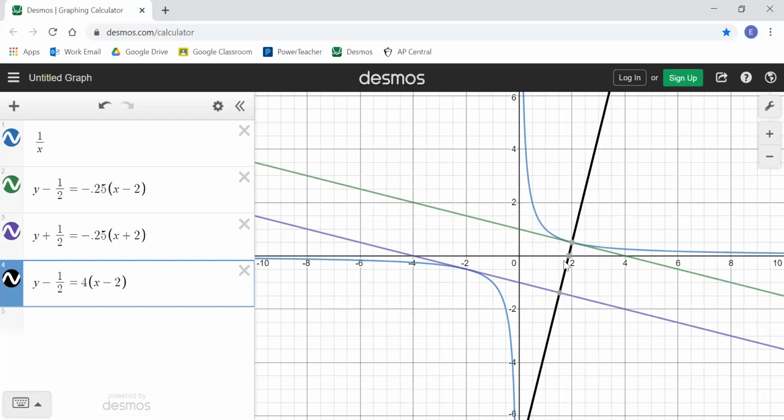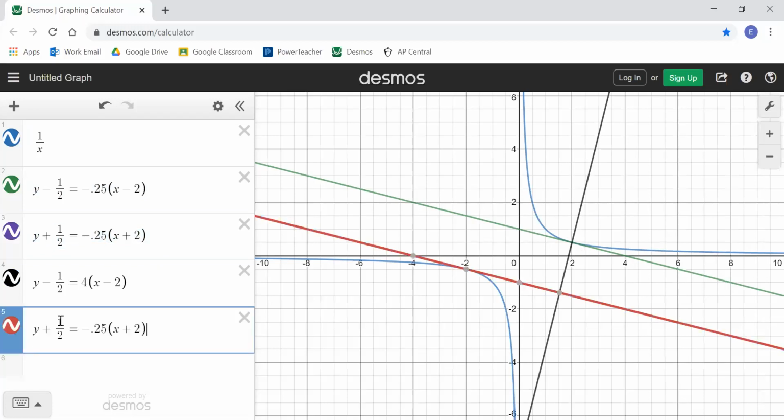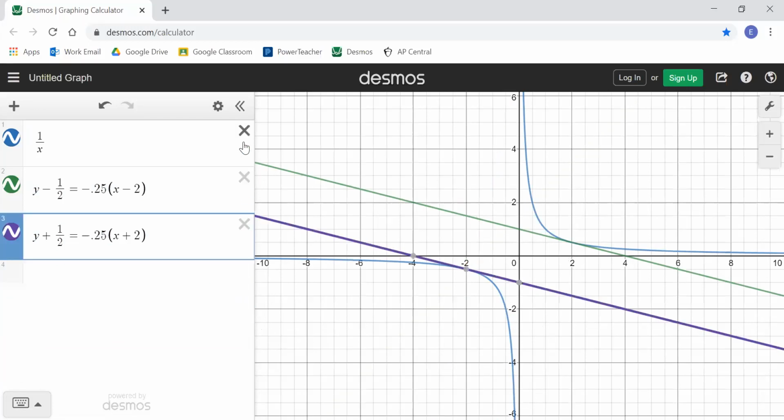And we can see that's perpendicular there, right? That's the normal line. Same thing we could do with this one if we wanted to. Change that into 4, and it's perpendicular there at negative 2. So those are normal lines. And normal lines are the lines that are perpendicular to our function.